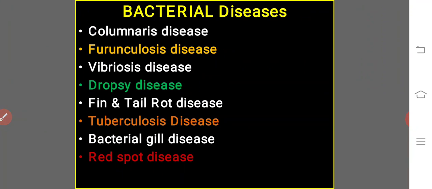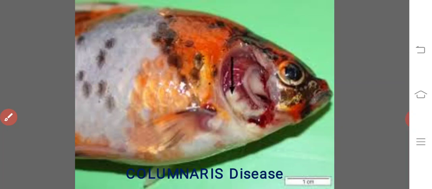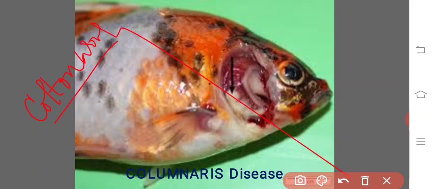Bacteria are responsible for many fatal diseases in fish like columnaris disease, furunculosis disease, vibriosis disease, dropsy disease, fin and tail rot disease, tuberculosis disease, bacterial gill disease, and the red spot disease. Let us see one by one. Columnaris disease. This bacterial disease is also referred to as the cotton wool disease.